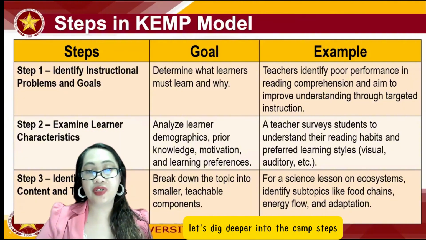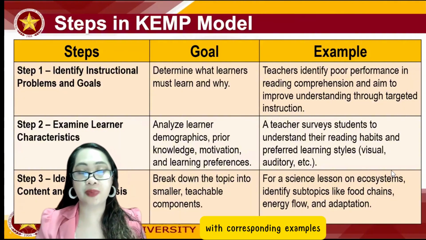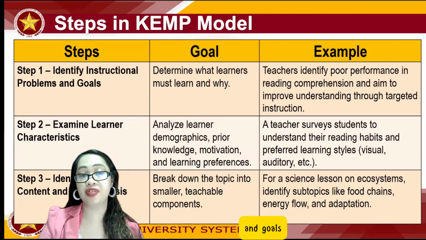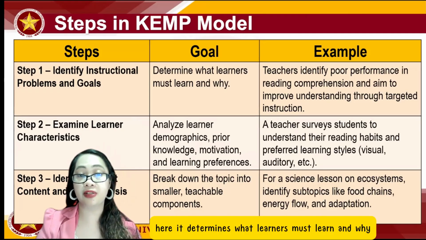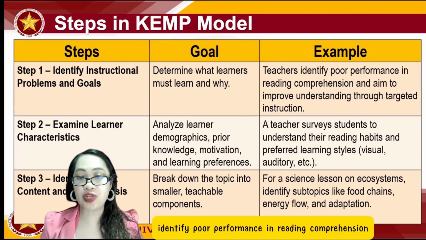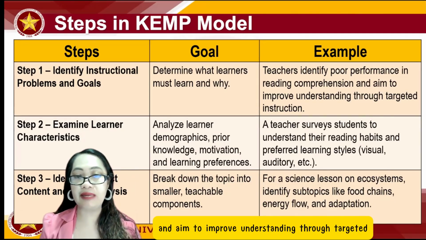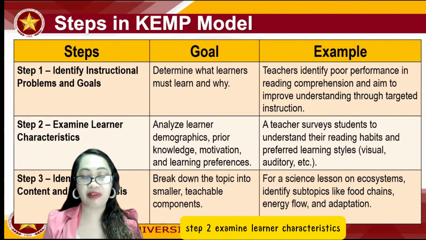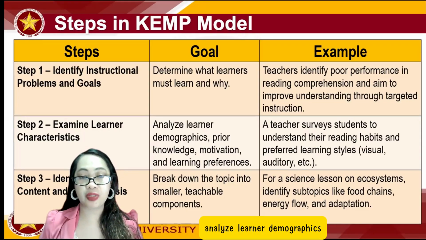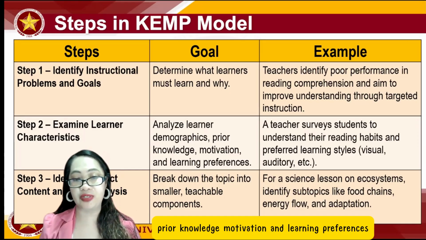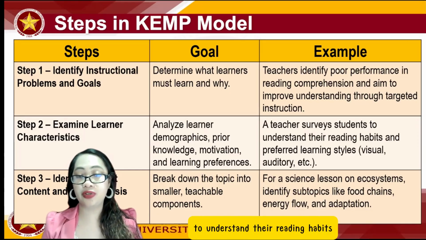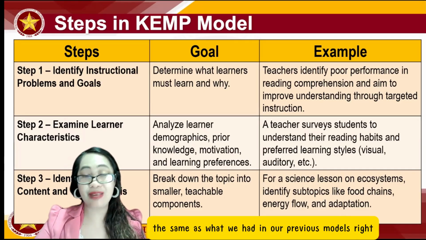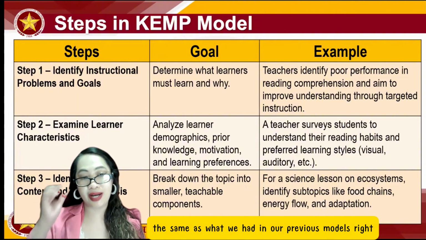Let's dig deeper into the Kemp steps with corresponding examples. For step 1, we have identification of instructional problems and goals. Here, it determines what learners must learn and why. Example, teachers identify poor performance in reading comprehension and aim to improve understanding through targeted instruction. Step 2, examine learner characteristics. Analyze learner demographics, prior knowledge, motivation, and learning preferences. A teacher surveys students to understand their reading habits and preferred learning style. Are they visual, auditory, and the like? The same as what we had in our previous modules, right?